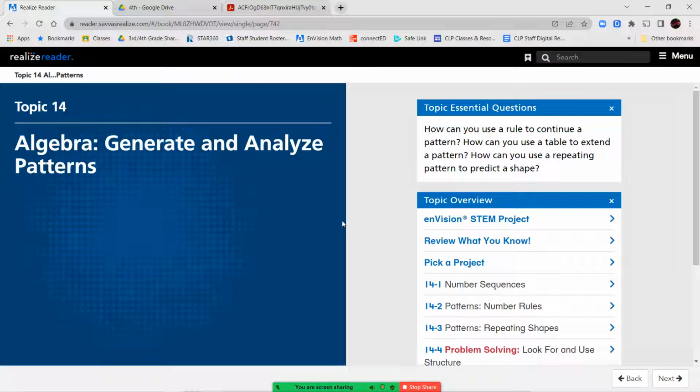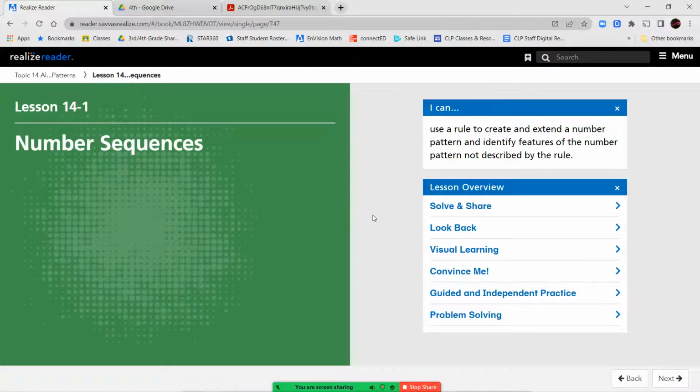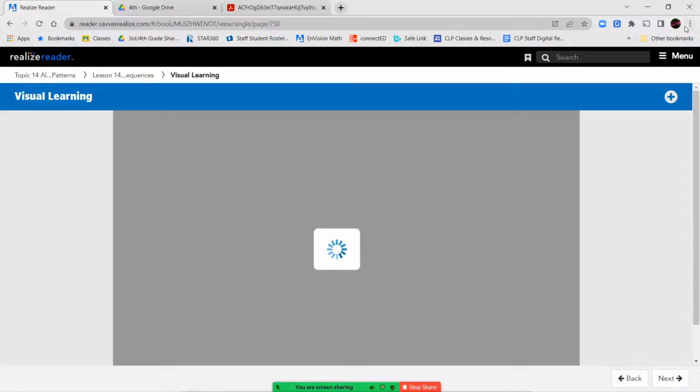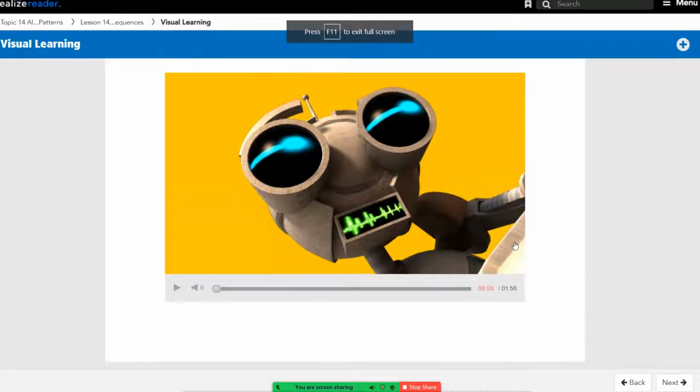We're going to talk about different patterns that we find in algebra, how to generate a pattern, and how to identify or analyze a pattern. So how to figure out what the pattern is, and then how to use it. We're going to start with lesson 14-1, and this one is titled Number Sequence. We'll go ahead and watch our short video lesson before we jump into our notes and our guided practice together.